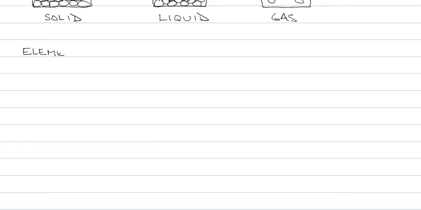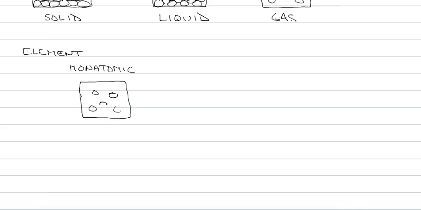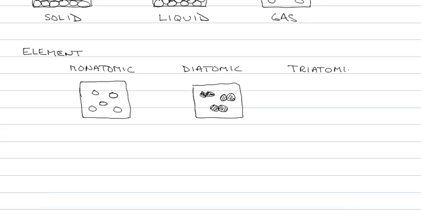For an element, which can be monatomic, one atom, we can draw it like this. If it is diatomic, 2 atoms per molecule, we can draw it like this, and they might be colored in, shaded in, they might not. We can even have a triatomic element. So there are 3 atoms. And they may or may not be colored in.